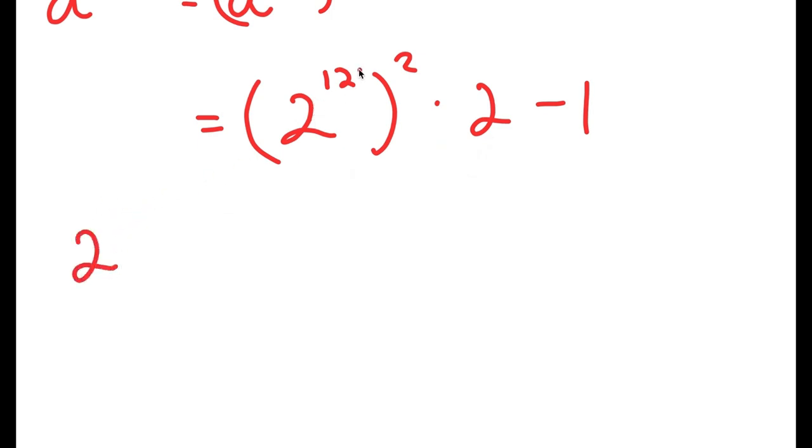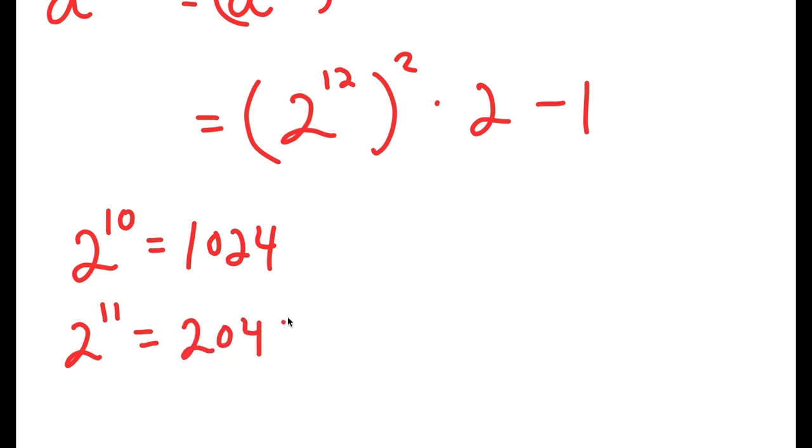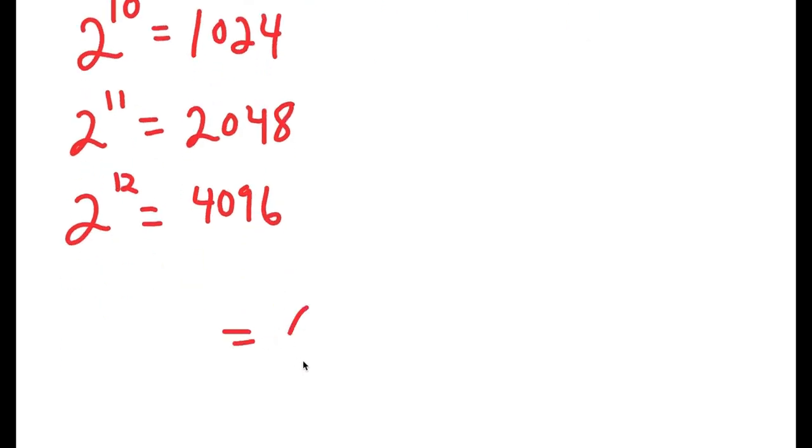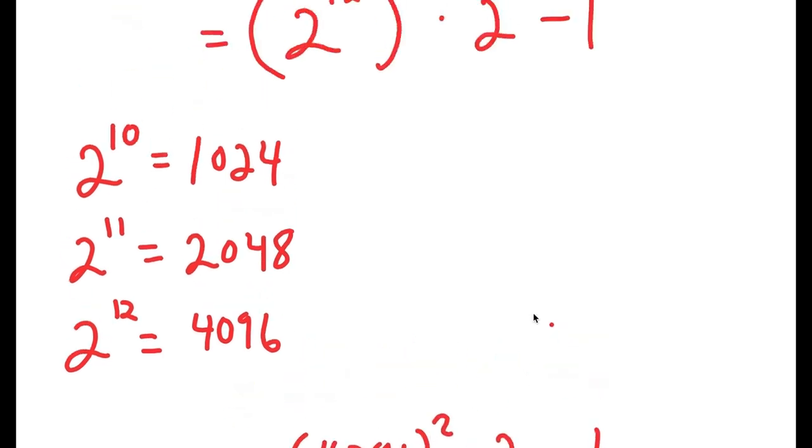So if you don't know what 2 to the power of 12 is, well, 2 to the power of 10, you should always remember this as 1024. So 2 to the power of 11 is going to be double of 1024, which is 2048. And 2 to the power of 12, which is the value we're looking for, is going to be double of 2048, which is 4096. So now I get 4096 squared times 2 minus 1.